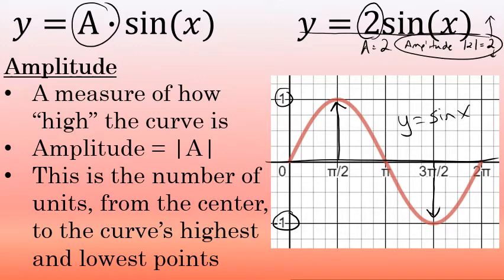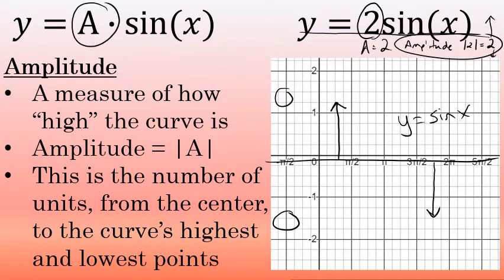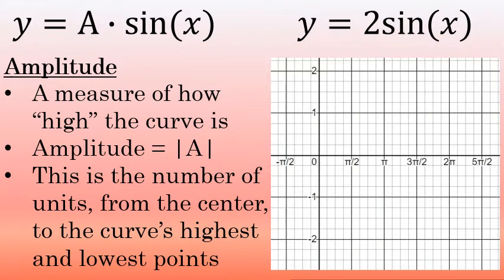Let's draw the graph and see how that manifests itself in the graph of y equals 2 times the sine of x. Again, the amplitude of this equation is 2. So when I draw this graph, I'm going to begin by drawing one cycle of the graph. It's going to start at the origin, and at least one cycle of the graph will end after 2 pi radians.